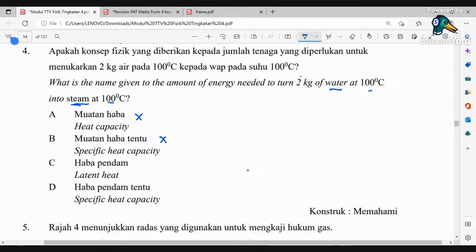Okay, this one is for 2 kg. So 2 kg should be latent heat. If mentioned here 1 kg, then specific. Sorry, ini pun salah. Specific latent heat. Okay. So kalau to turn 1 kg, D will be the answer. But this one is for 2 kg. So for 2 kg we call it latent heat.